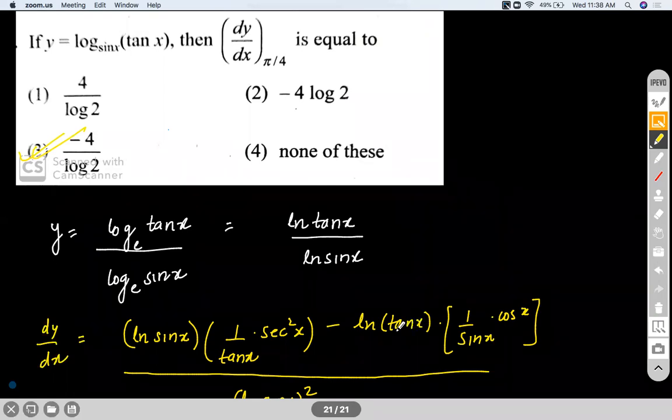What was the issue in this? My approach, I messed up somewhere, like in simplification.